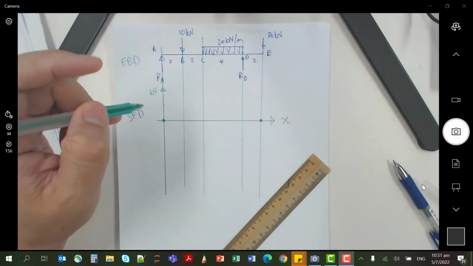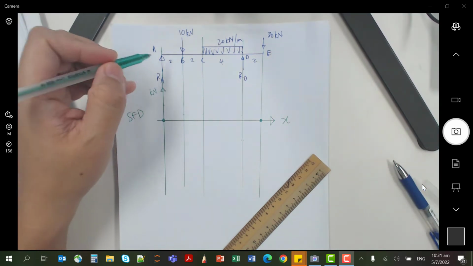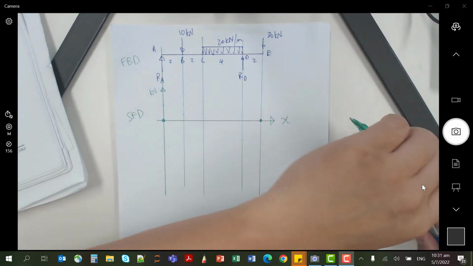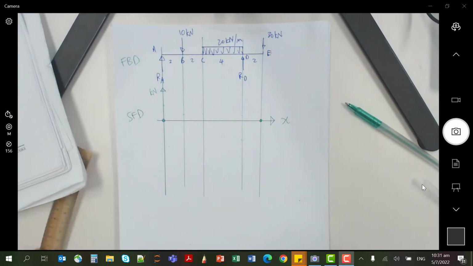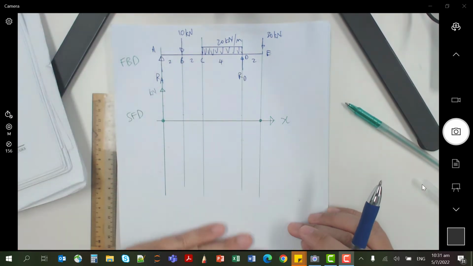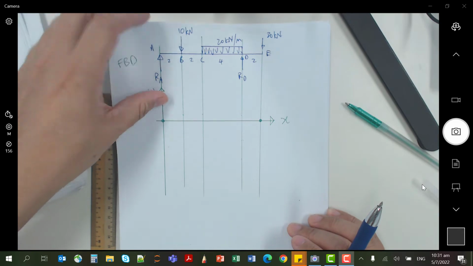But first of all, let's find the unknowns, and these unknowns are RA and RD. I'm going to leave this space over here to draw the remaining diagrams, so I will use a separate sheet.